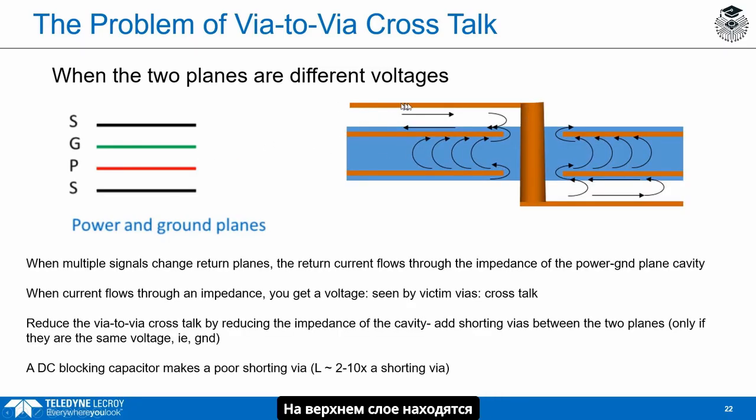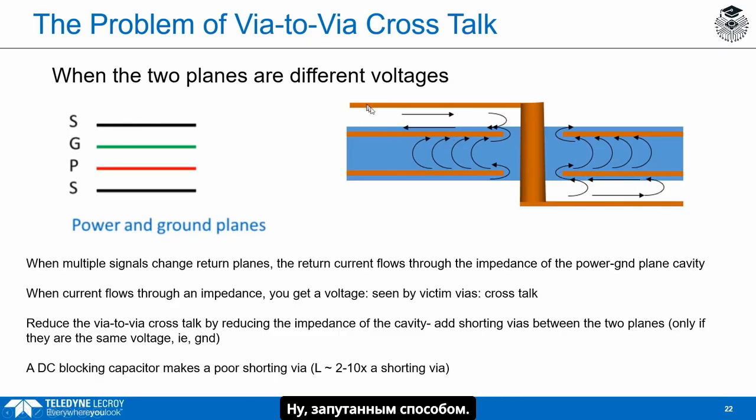Here's a cross-section view. Here I have microstrip signals on the top layer. They go through a via to the bottom layer. When they do that, when they're on the top layer, their return current is on the top plane. When they're on the bottom, their return current is on the bottom plane. And I provide a via for the signals to transition from the top to the bottom layer. But how do the return currents get from the top plane to the bottom plane?